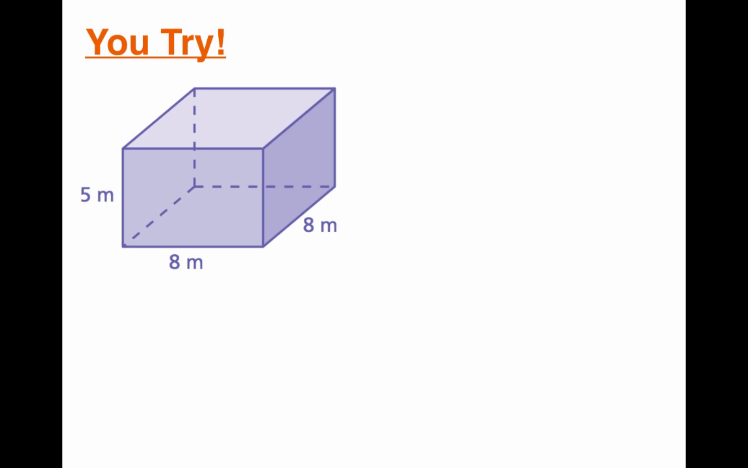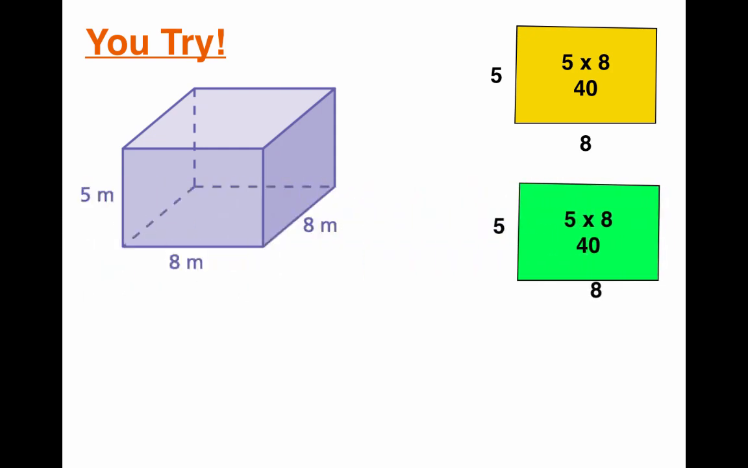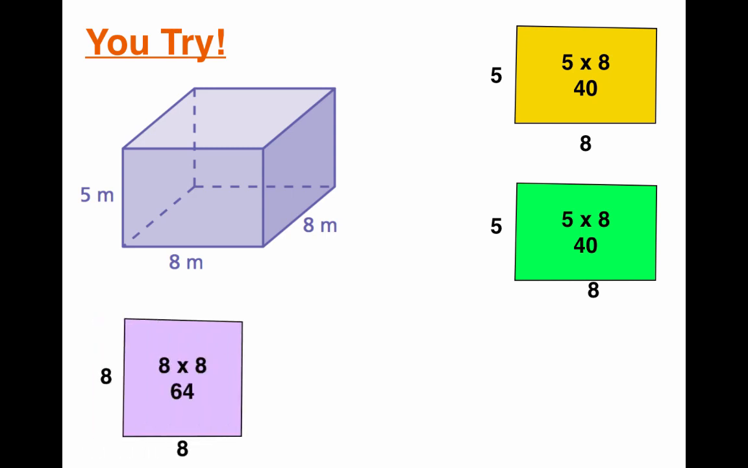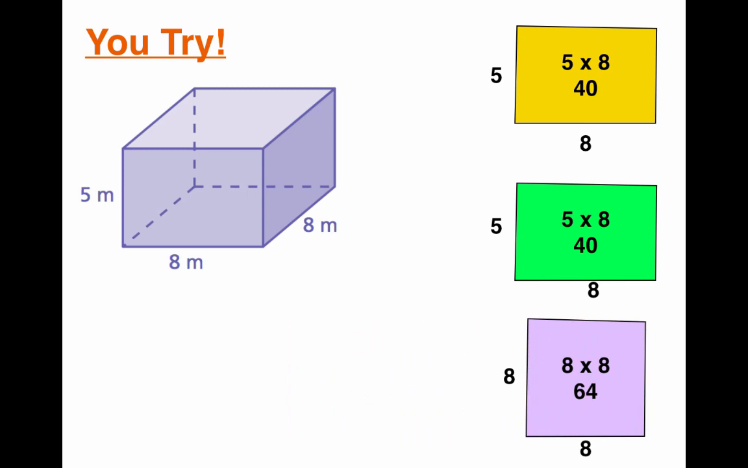Alright, you got this thing done. Let's check it out. Let's see if you have an answer. So let's start with the front, which is a 5 by 8 rectangle. That's an area of 40. And then we'll move to the side, which is another 5 by 8 rectangle with an area of 40. And then we'll move to the top, which is an 8 by 8 square. And 8 by 8 is an area of 64.